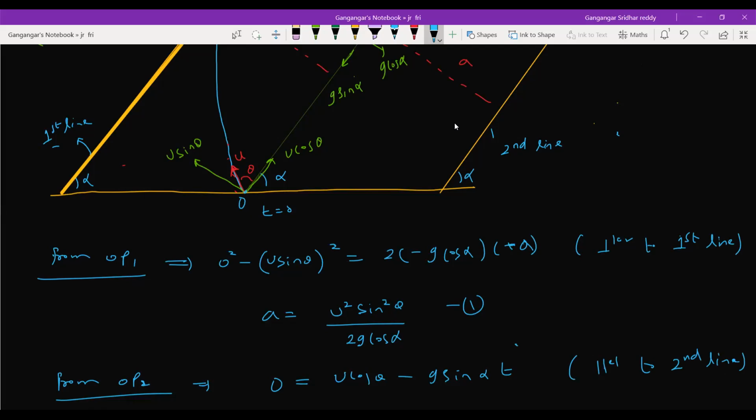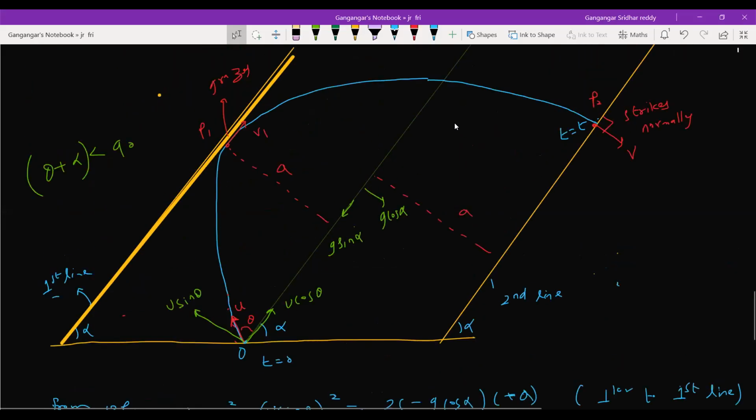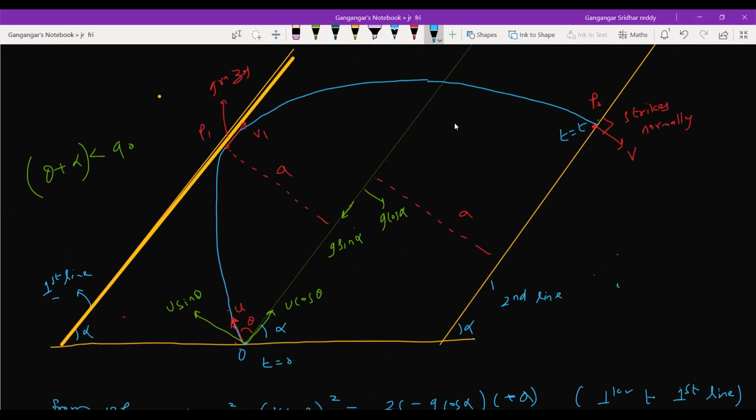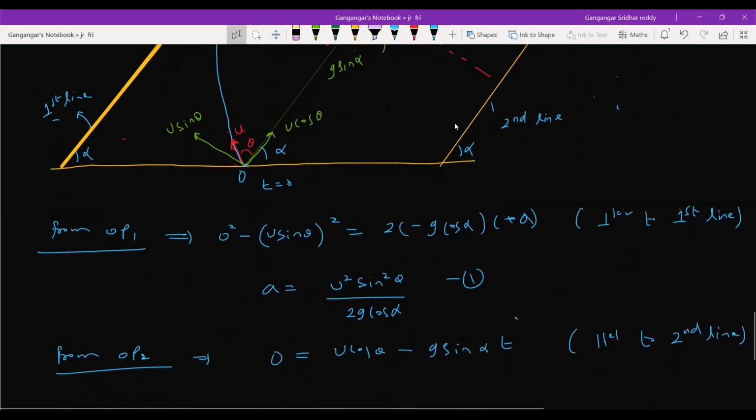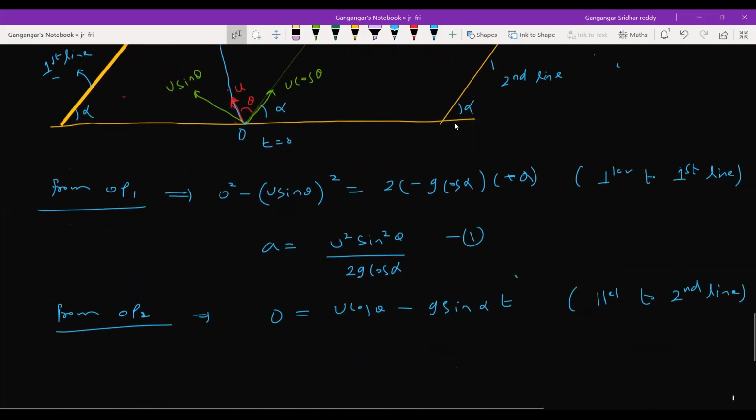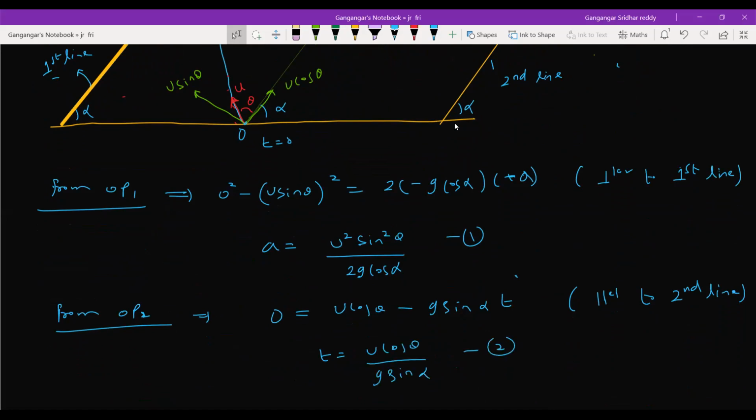V equal to U plus at formula. So when it strikes at point P2, the velocity will be perpendicular to the second line. Therefore, the velocity along the second line will be 0. Okay, I got one more equation: T equal to U cos theta by g sin alpha.